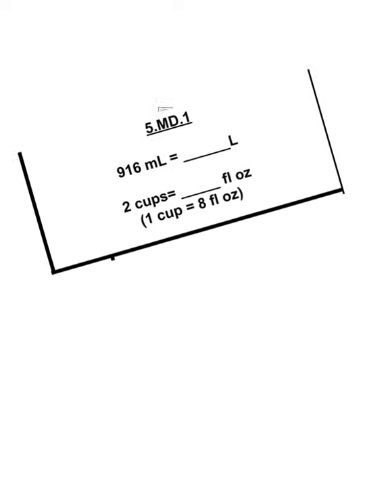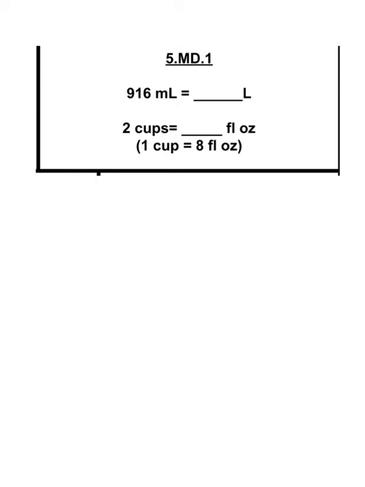Okay, so we're converting 916 milliliters to some number of liters. Okay, so let me think. Milliliters to liters. Which one is smaller and which one is bigger? Milliliters are smaller and liters are bigger. So that would be fly to horse, divide, of course. We're going to divide this by 1,000 milliliters in each liter.